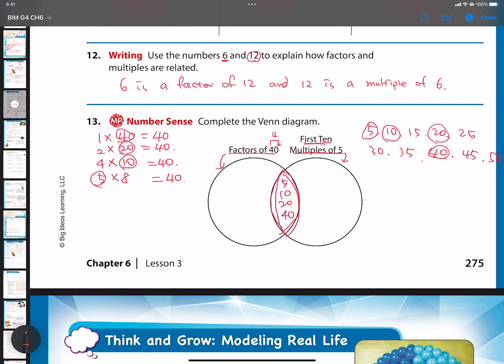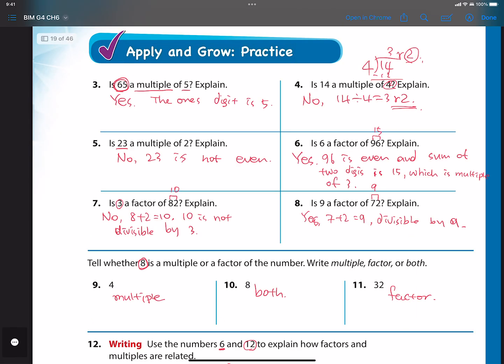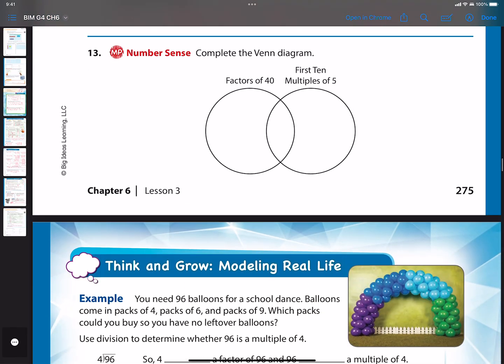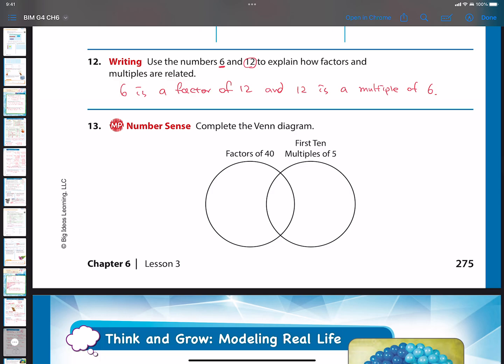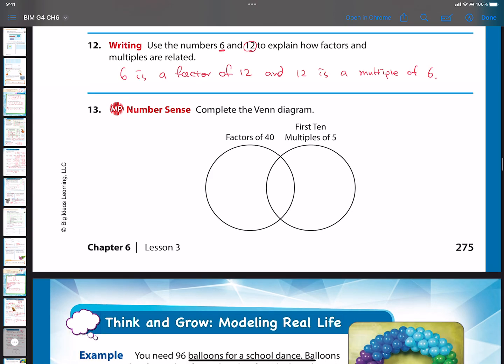I'm going to start from the factors of 40, which are 1, 2, 4, and 8. Okay? And then I'm going to write here the first 10 multiples of 5 which do not belong to this. Oh, what happened? Oh, it just disappeared. Sometimes it happens like that. I don't understand. Okay, but anyway, we were doing 5, 10, 20, 40, remember? And then it was 1, 2, 4, 8.